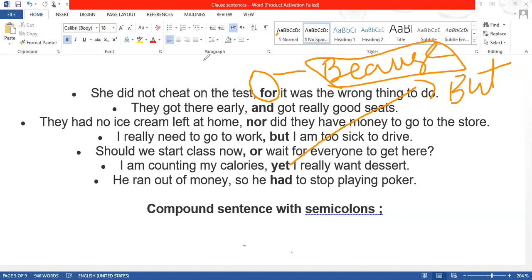He is poor, but he is honest. No, he is poor, yet he is honest, because I want to have a stress. So in spoken, you can do it with but, in written we need to have this yet.